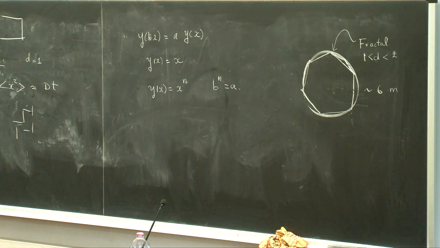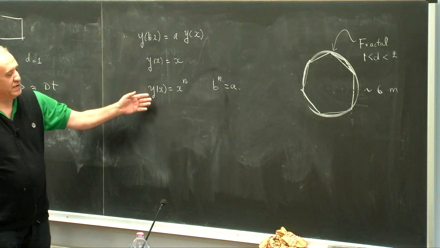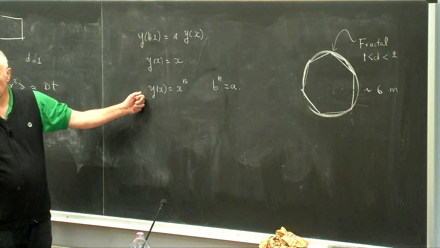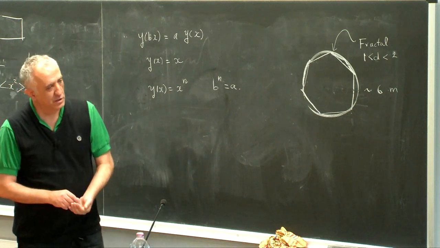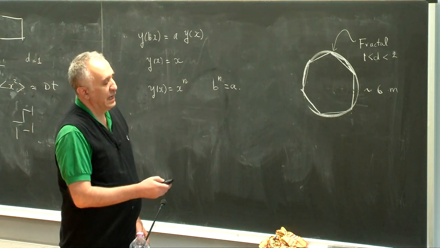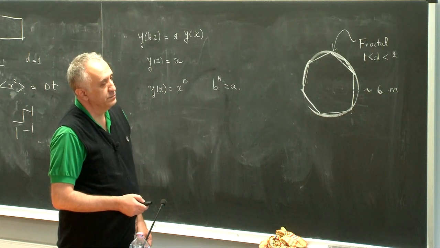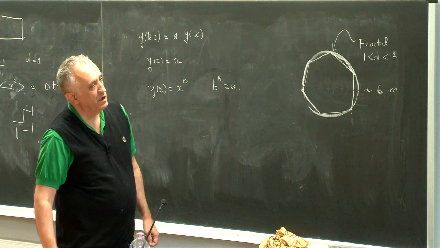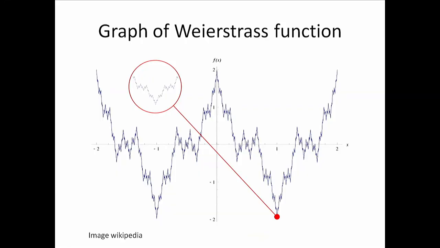So what am I talking about? What is a fractal? How can I draw the graph of a fractal? These are giving me very simple functions. So there must be a mathematical way out of this dilemma, and that is by looking at the Weierstrass graph. Weierstrass function is a function which is continuous everywhere, differentiable nowhere.